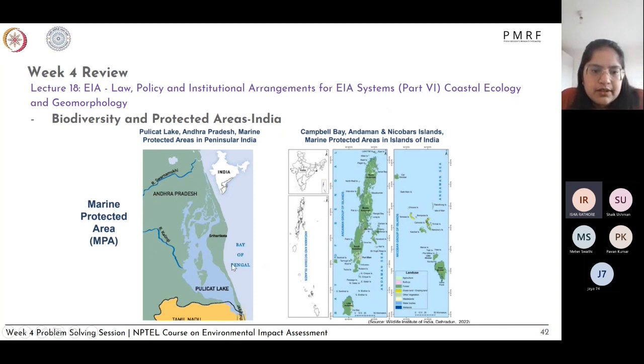An example of marine protected areas in India is the Pulicat Lake in Andhra Pradesh. So this is the Pulicat Lake, which is in Andhra Pradesh. And we have the Campbell Bay in the Andaman and Nicobar Islands. So these are again protected, marine protected areas or MPAs.